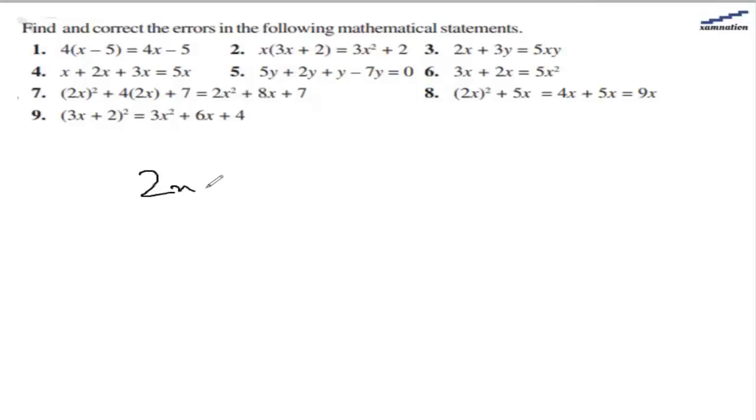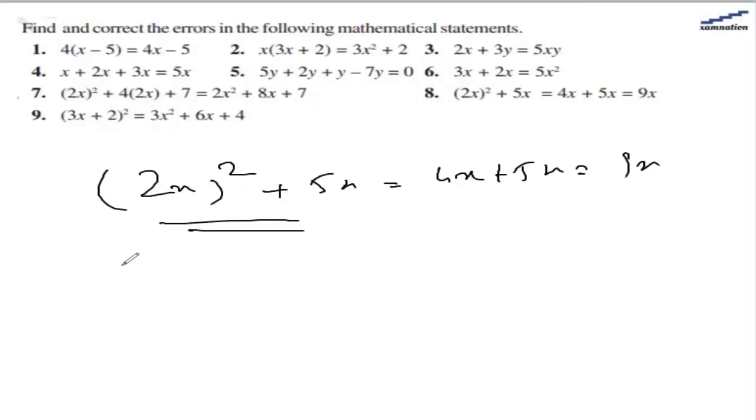For the eighth part, we have (2x) whole square plus 5x, that is equal to 4x plus 5x, that is equal to 9x. Let's first open this. So (2x) whole square is 4x square, plus 5x. Now 4x square and plus 5x are not like terms, these are unlike terms, because the variable is x square here and here the variable is x. So we cannot simply add the coefficients just like we did in the right hand side. So the answer remains like this, 4x square plus 5x.